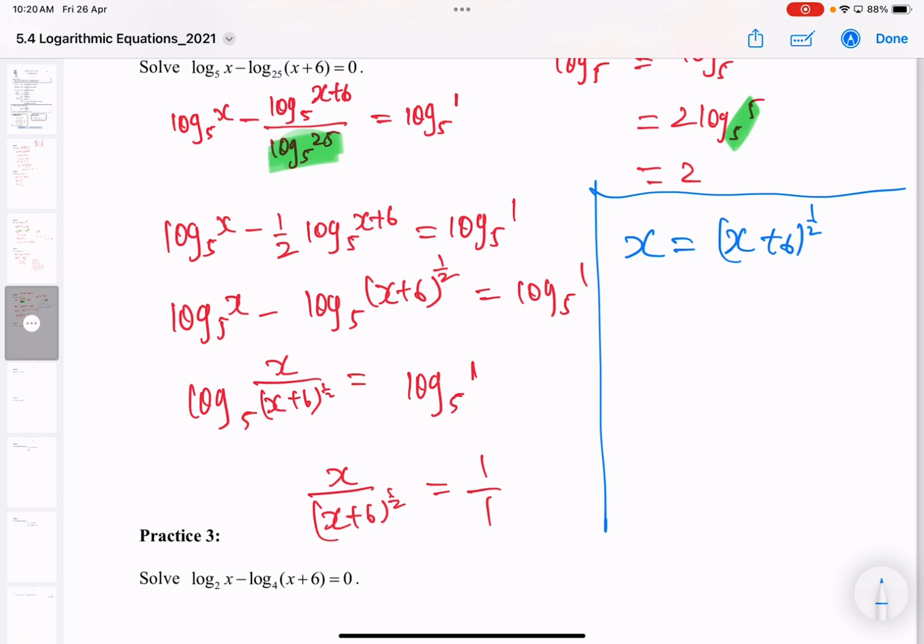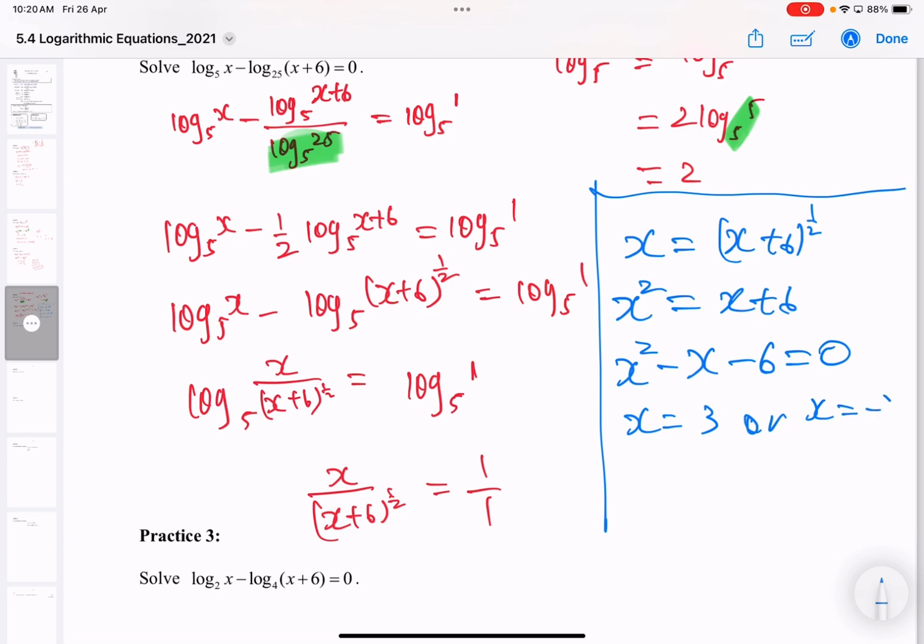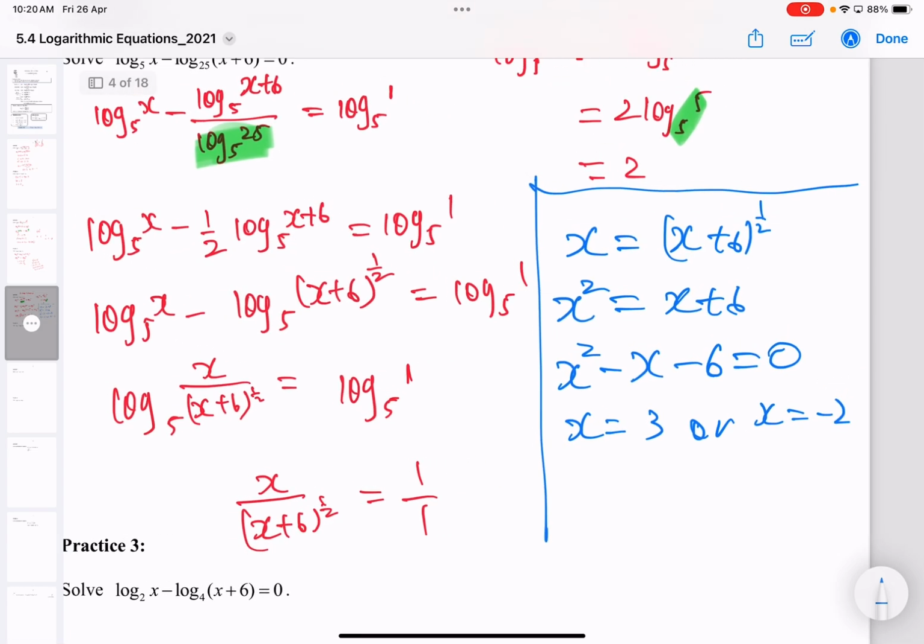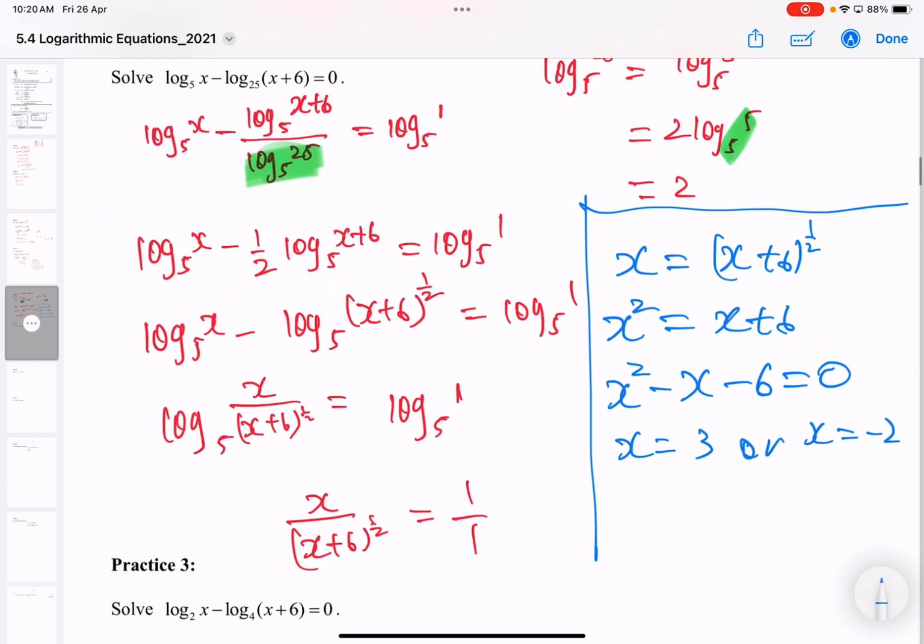Square both sides. Alright, so if you square both sides, you're going to get this. Does this look familiar and easy? Minus x minus 6. Use your calculator and find the answer. Don't worry, when you're practicing, you don't need to write down the whole quadratic. Just so you get x is equal to 3 or x equals to negative 2. So this is how you will do this question.